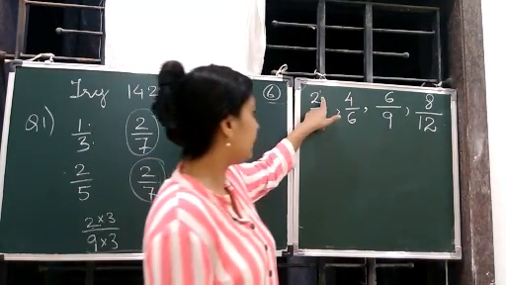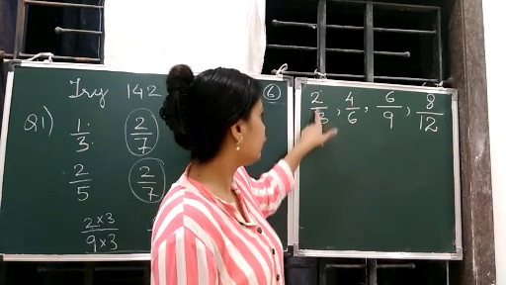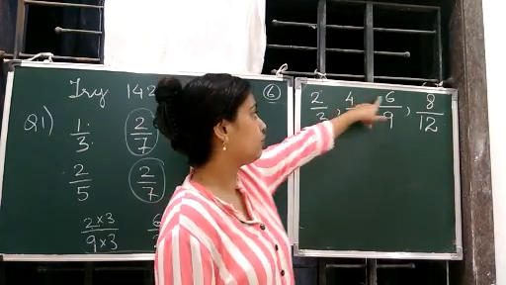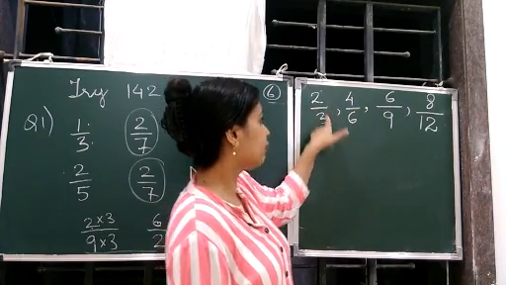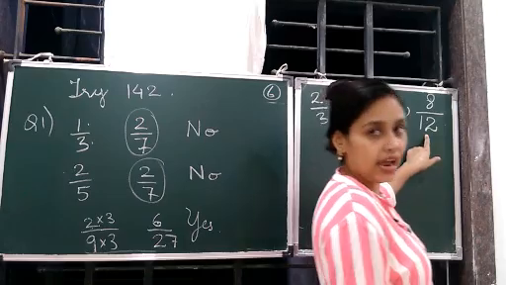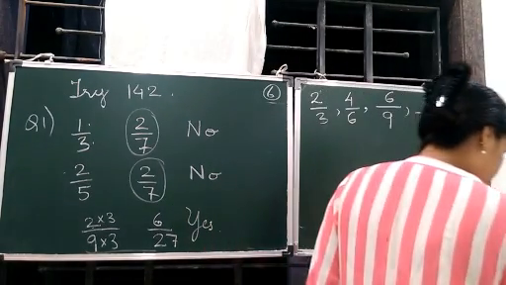Can you see? If you multiply 2 here and 2 here, you will get what? 4 by 6. Then 2 by 3, if you multiply 3 here and 3 here, you will get 6 by 9. Then if you multiply 4 here and 4 here, you will get 8 and 12. That is 8 by 12. So this is question number 2, children.